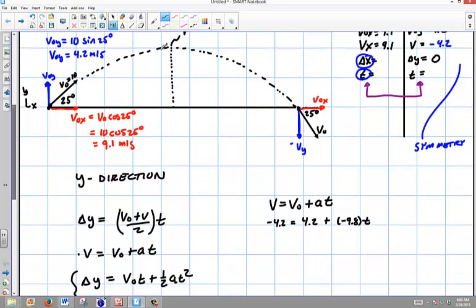What is my unknown here? My unknown is simply going to be time right here. You see that? That's my unknown. That's what I'm looking for. So I can combine these equations over, and a lot of times people look at this equation and they say, well, the 4.2s are going to cancel out. Well, really, they don't cancel out because this is a negative, and this will become a bigger negative when you subtract it over. So when I bring that over, I'm going to get negative 8.4 equals negative 9.8 times time.